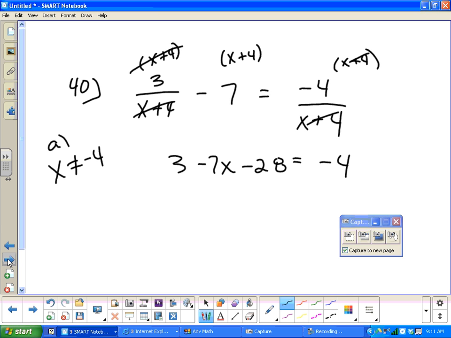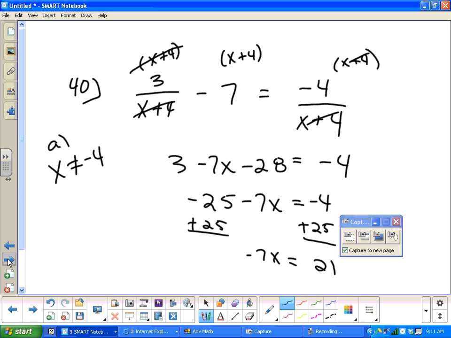All right, let's clean it up. 3 minus 28 would be -25. I'm going to add 25 to both sides. So give me 21. 21 divided by -7 would be -3. Now -3 is okay. -4 wouldn't be okay, but -3 is okay.